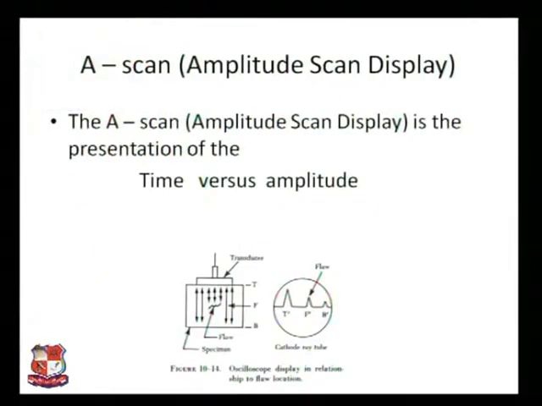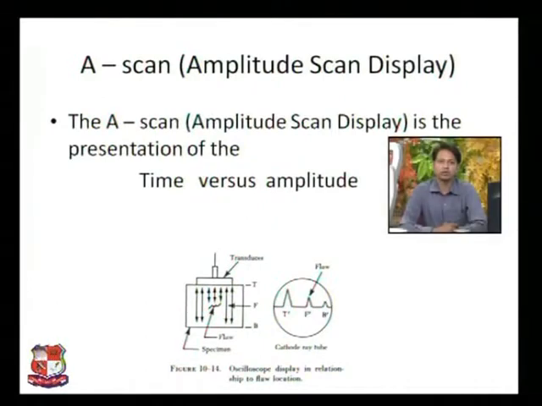Let us observe the A scan. A scan is nothing but amplitude scan display, which represents time versus amplitude. That means when ultrasonic waves are transmitted through the materials, they revert back, and the time interval between the transmission and the receiving is calculated by a timer circuit.